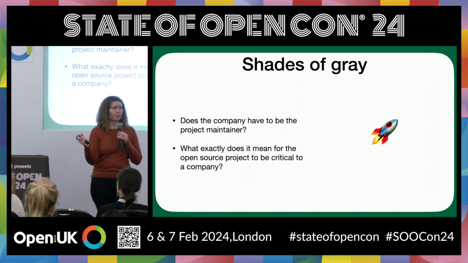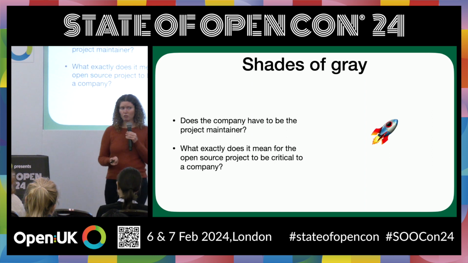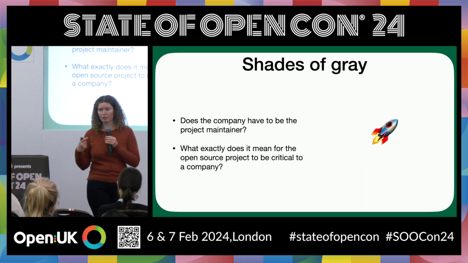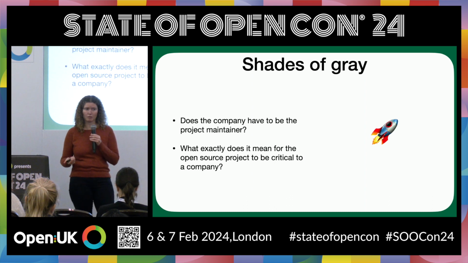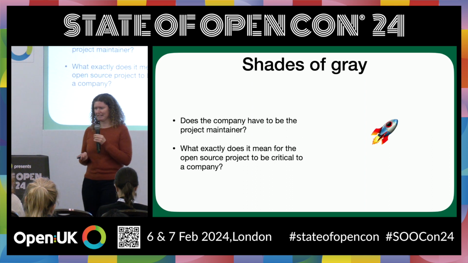And then, of course, obviously, there's companies that were the project maintainer and then they donate the project to a foundation, and that means they're going to lose a certain amount of control. But there are also companies that contribute substantially to a project, that are fundamentally dependent on that project as part of their business, who did not start and have never been maintainers of the project. And then the last point is, what exactly does it mean for the open source project to be critical?